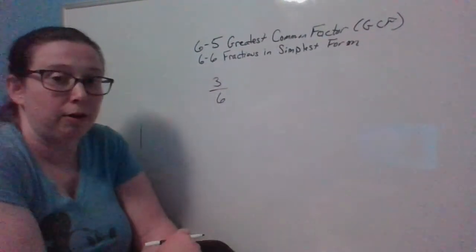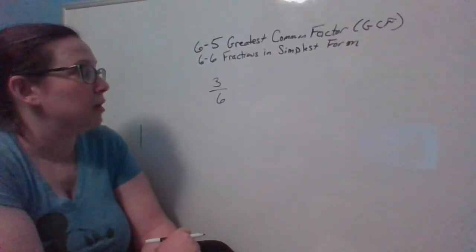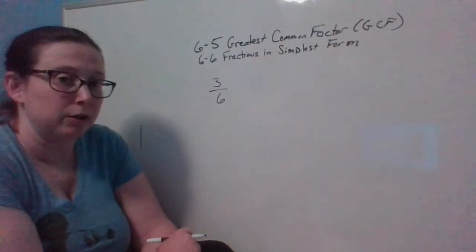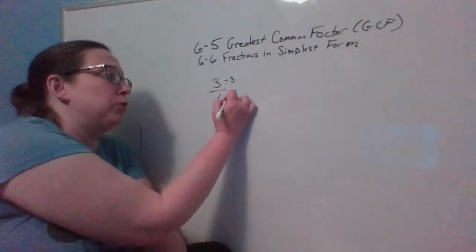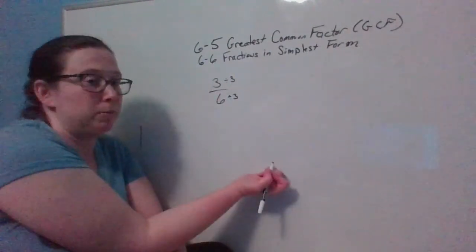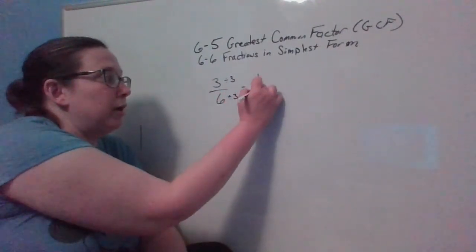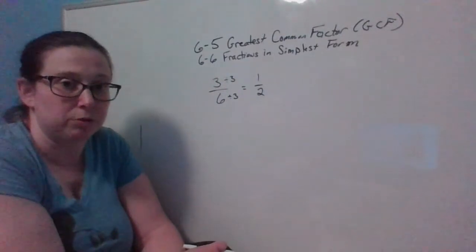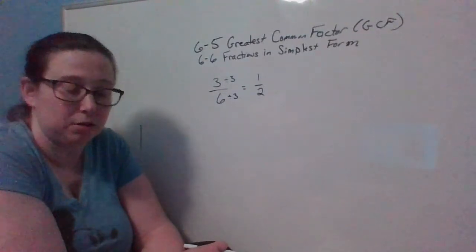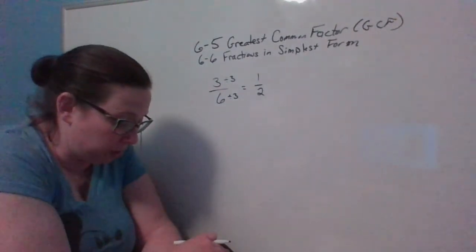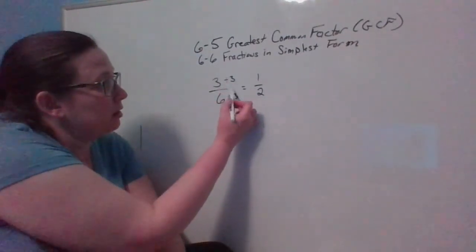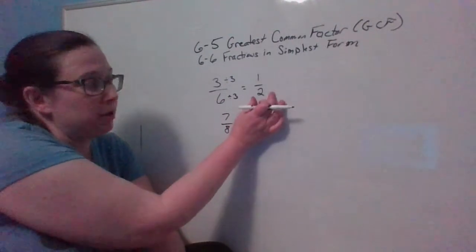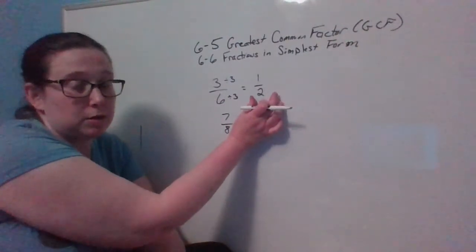So say we have the fraction 3/6. Well, my greatest common factor here is 3. So what I can do is divide my numerator and my denominator by 3. And I get my reduced fraction, which is 1/2. That's it. That's all there is to this. You're looking for that greatest common factor, dividing by it in your numerator and your denominator, and it gets you your simplified fraction.